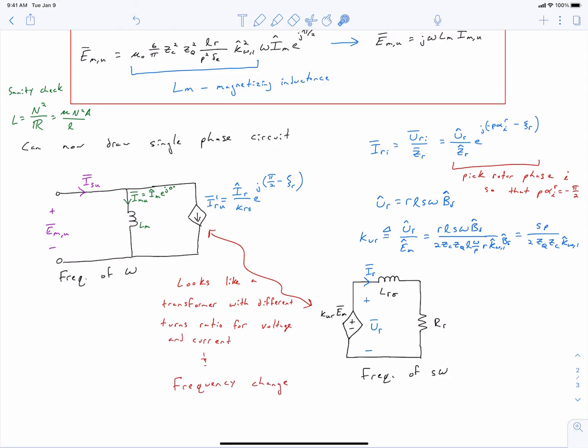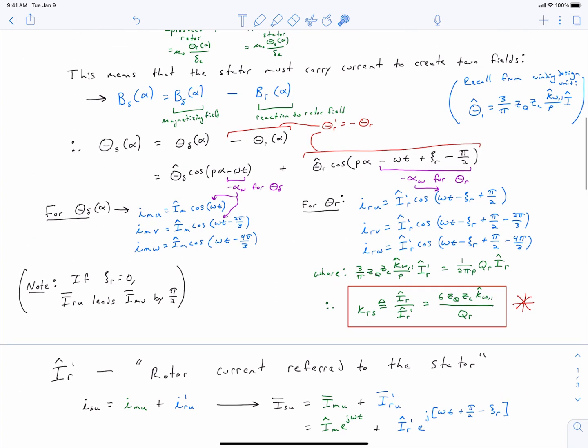Okay, the first comment is that this circuit structure that we've set up here looks like a transformer with a different turns ratio for voltage and current. Normally you've got the same turns ratio for voltage and current in a transformer. That's one of the requirements. But here we can see that our voltage transforms in a different manner than our current transforms. We've got a KUR, which is of this form over here, versus a KRS, which is a different expression.